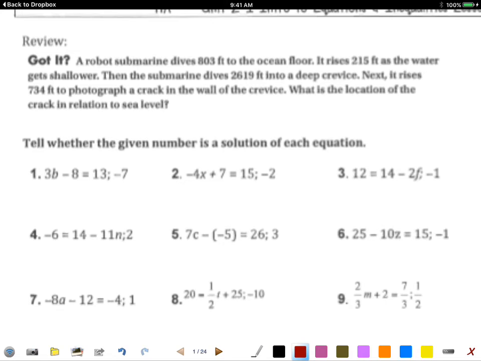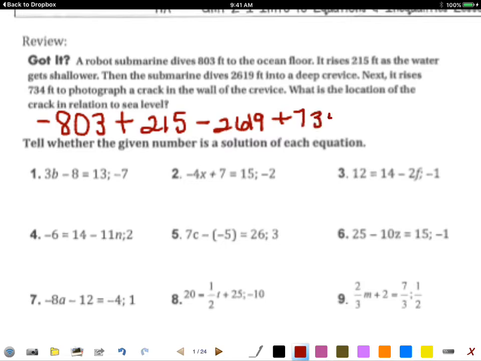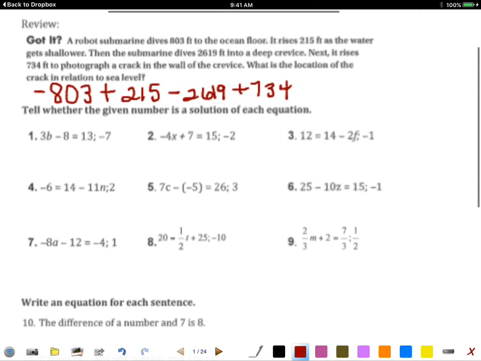So if the submarine dives 803 feet, what type of a number would that be? Negative. So we're going to put negative 803. Okay, and then it says that it rises 215 feet. So we're going to then put plus 215. Very good. And then it says that it dives 2,619 feet. So we're going to write minus 2,619. And then it rises 734 feet. Plus 734. Okay, good. All right, now we need to calculate that.